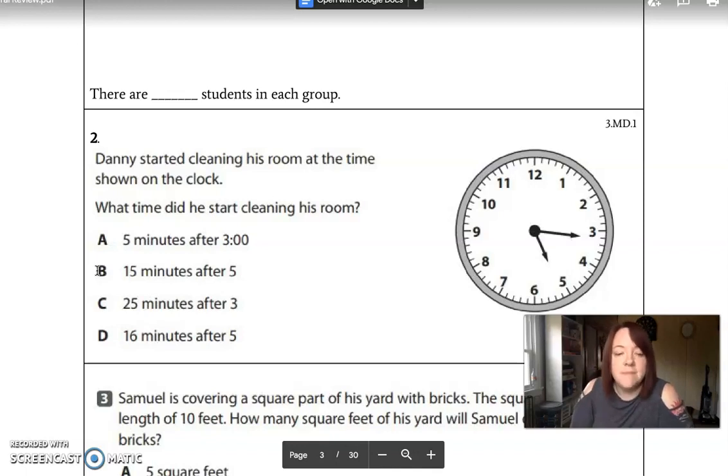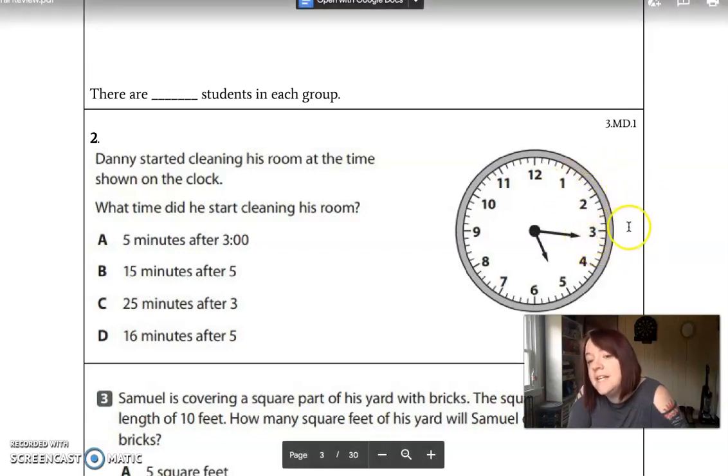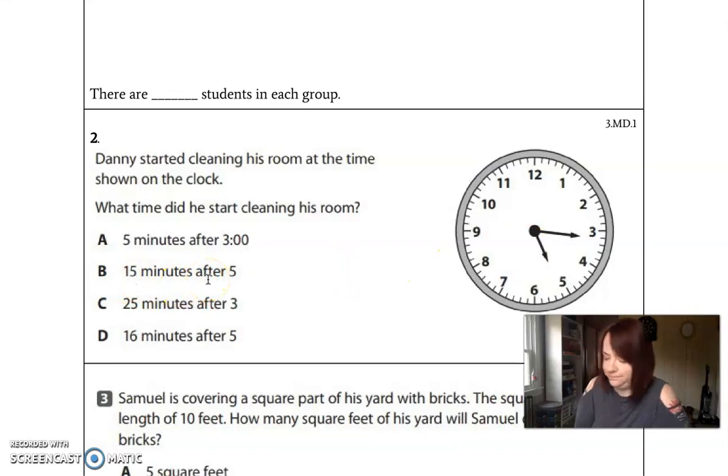B, 15 minutes after 5. Possibly. Let's see. We know it's 5, so it's after 5. 15 would be right on the 3. It looks like it might not be quite on the 3. It might be that line right after. So let's see. 5, 10, 15. If it's on the line after, it would be 16. So 15 minutes after 5? No. Let's cross that one.